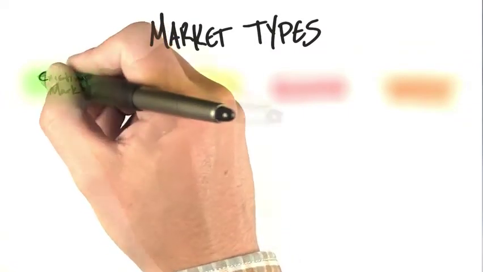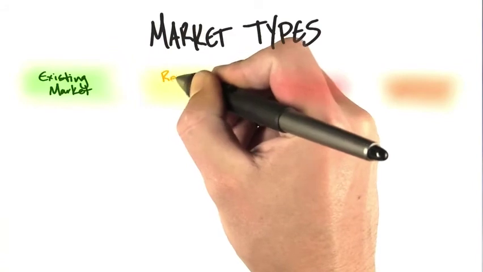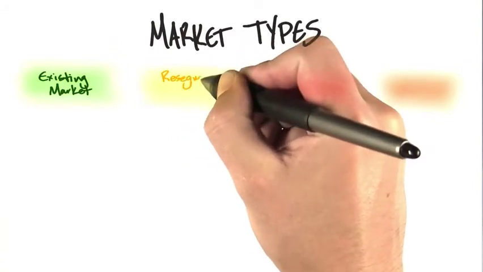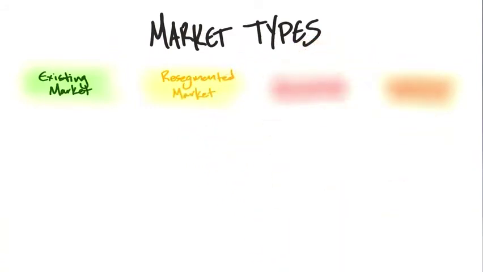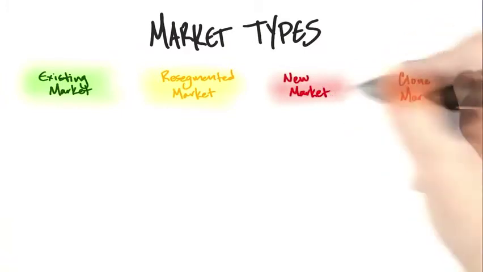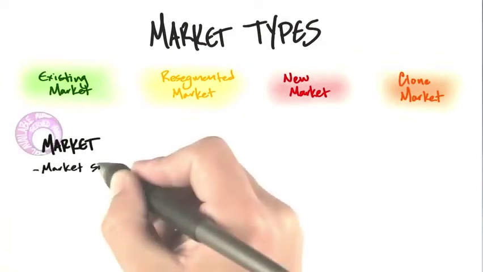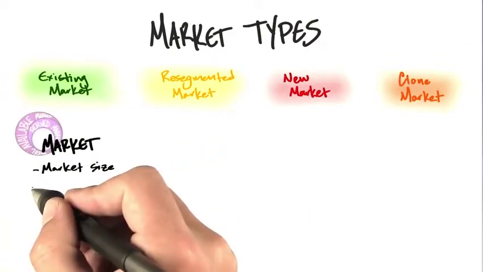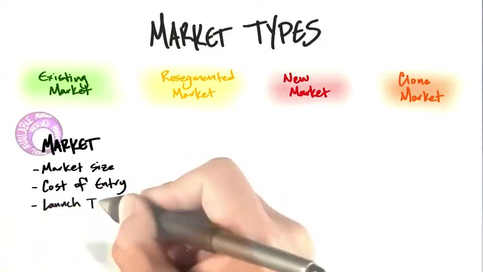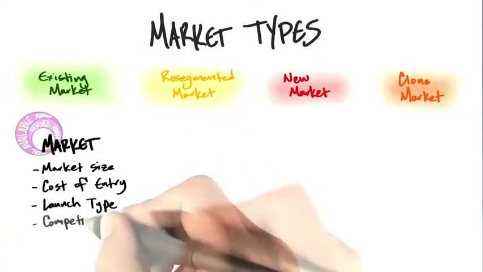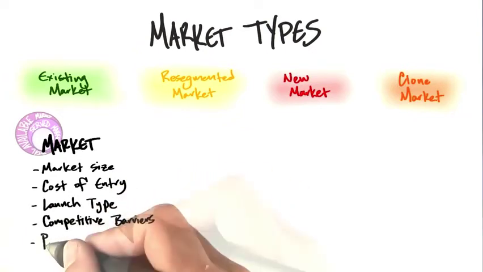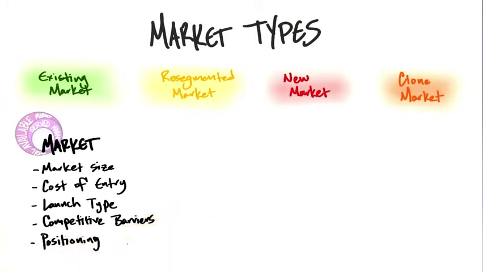One is existing market. Another is where you take a segment or resegment an existing market. Another is a new market. And another is a clone market. So let's take a look why this is important, and then we'll give you the definition of each one. It turns out that the type of market changes everything. It changes your initial market size, how much it costs to enter the market, what kind of launch you do of your product. It affects the type of competitive barriers you have and how you position or describe your product.